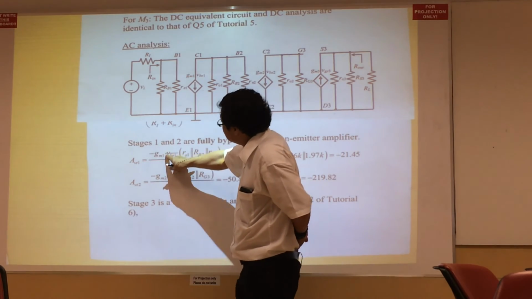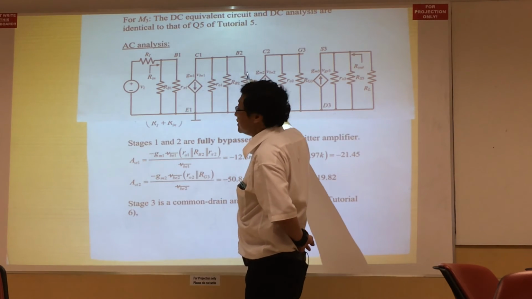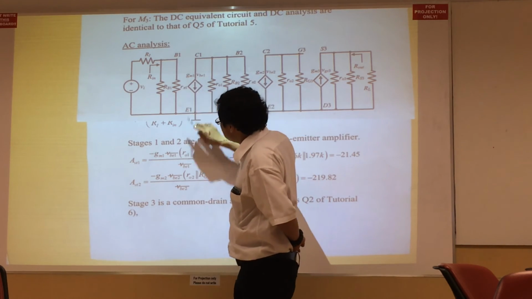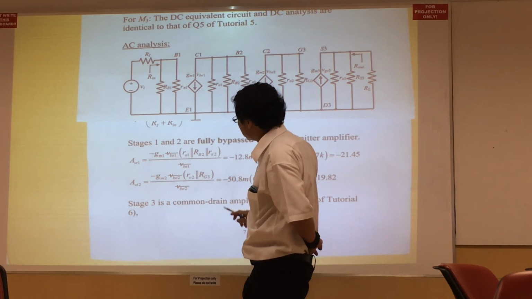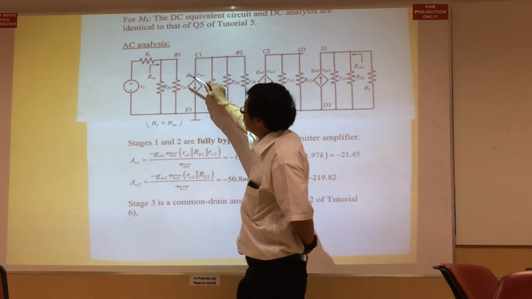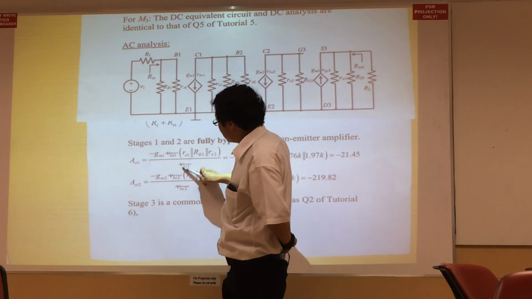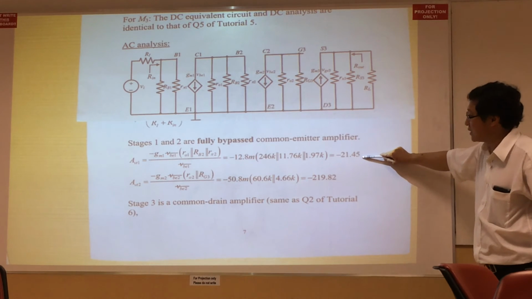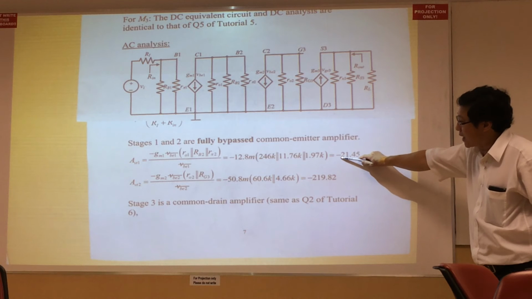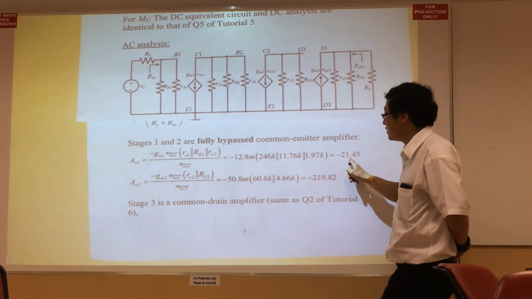Now VC1, the voltage at the collector here, is equal to this current flowing through this RC resistor. Right? So this current is GM1 VBE multiplied by the resistor that is in parallel. So you end up with this, divided by the voltage at the base. The voltage at the base happens to be the voltage across R pi, which is VBE1. So therefore VBE and VBE cancel, and you can find out the gain is minus 21.45. Minus because it's a common emitter configuration. The gain is inverted between the input and output, 180 degrees out of phase.